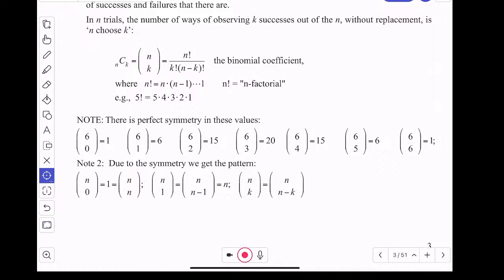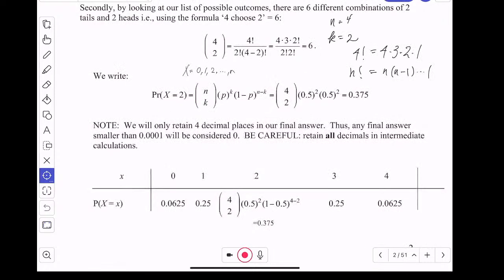So the binomial coefficient turns out to be symmetric, but the probability distribution isn't necessarily symmetric. It is here. And it works out that way because of the way the formula is. If p is equal to 0.5, the distribution will be symmetric.